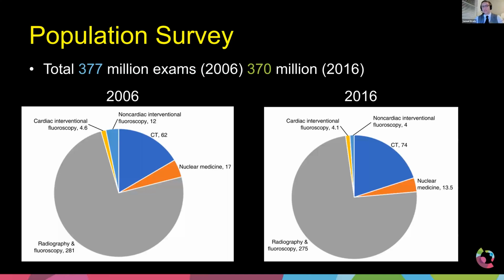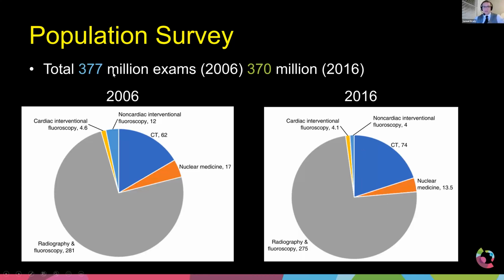For the last couple of decades, we have been doing surveys of the total population for medical imaging. There have been two publications of this data. The first was in 2006, which looked at data from the late 1990s up to about 2004 or 2005, and that's the data on the left side. Then from 2006 to about 2014, they collected data and published it in 2016, and that's the data here.